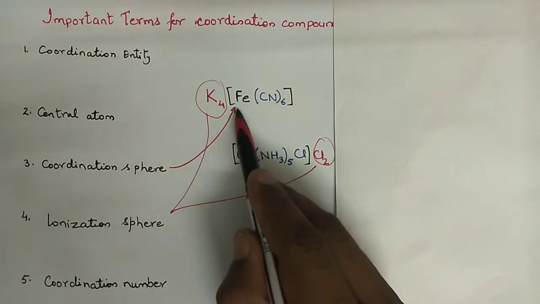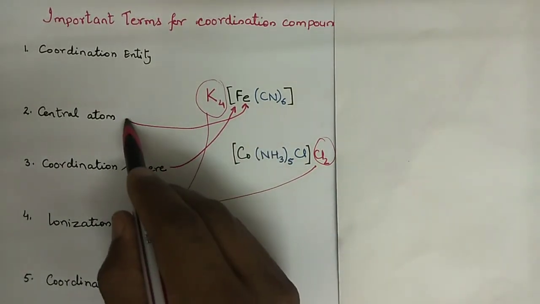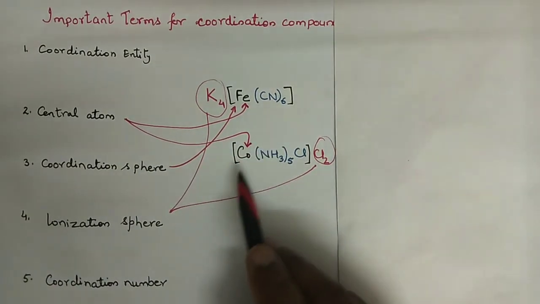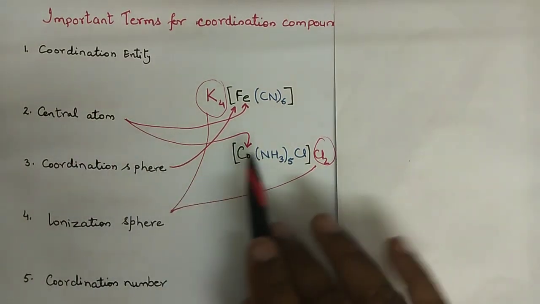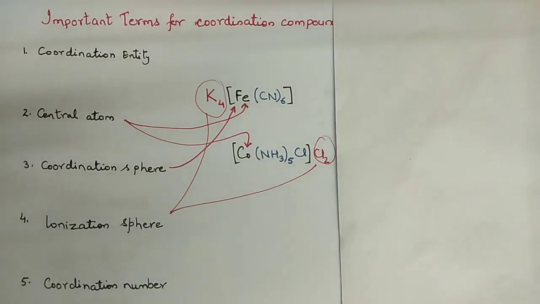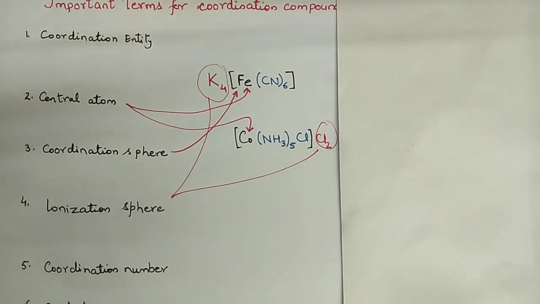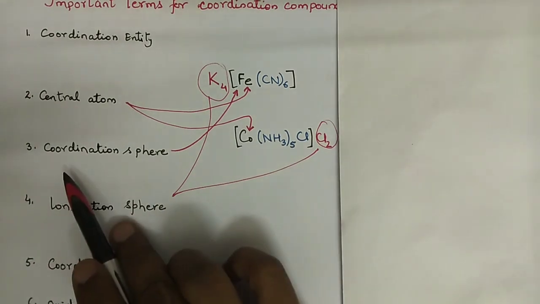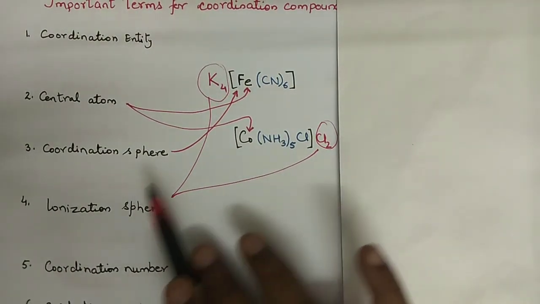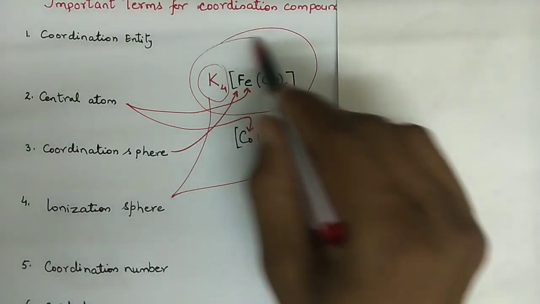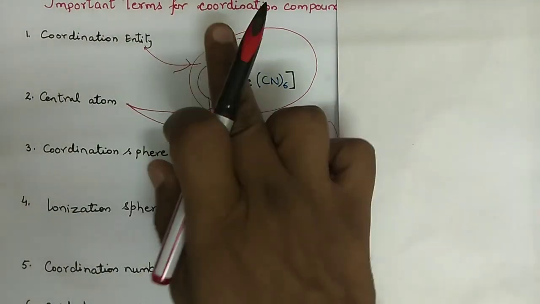This is called the central metal atom, which is iron here, and in this case cobalt. What is a central metal atom? A central metal atom is one which is bonded to many ligands, many species. So up to now we are clear about these things: the coordination sphere, which is inside the bracket, and outside the bracket we call it the ionization sphere. Then the coordination entity: this complete picture is called the coordination entity, which means the coordination compound.